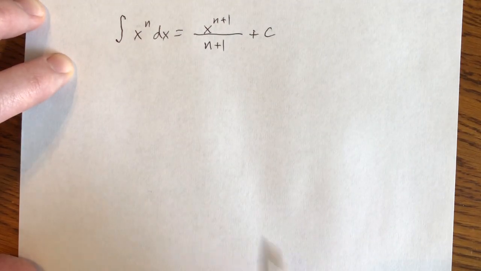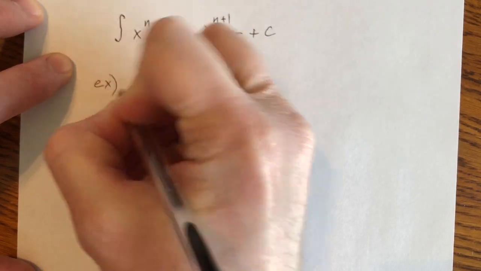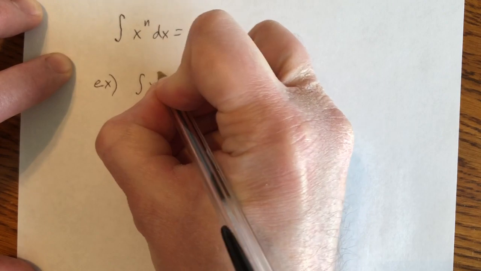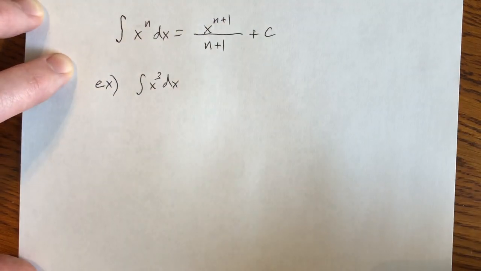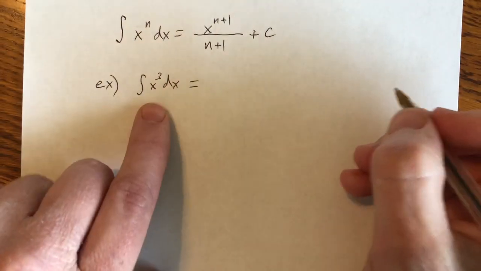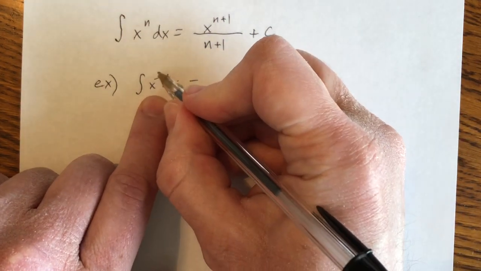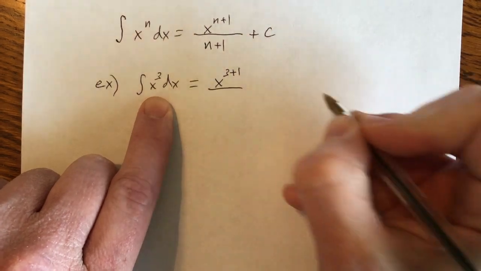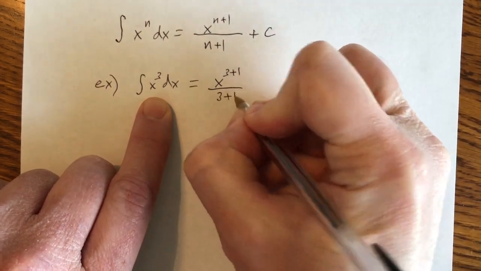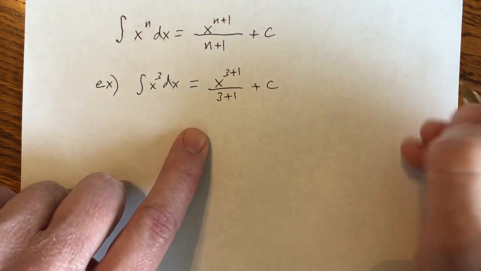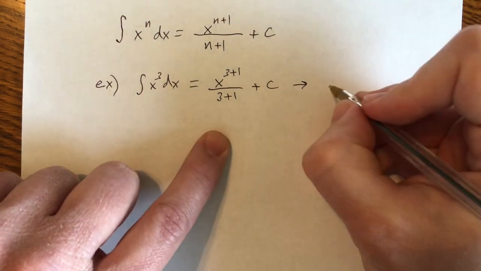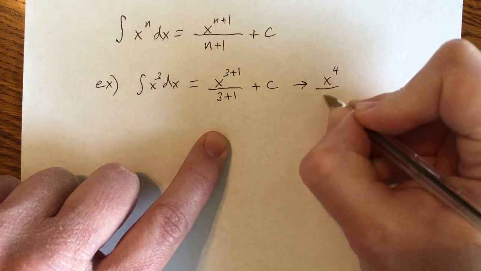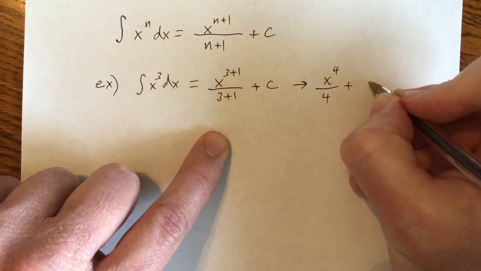So an example of this might be the indefinite integral of x cubed with respect to x. So all we're going to do is look at the exponent 3, and we're going to first add 1 to it, then we're going to divide by that new exponent, and then add c. And then of course we simplify if possible, giving us this final result, x to the 4th all over 4 plus c.